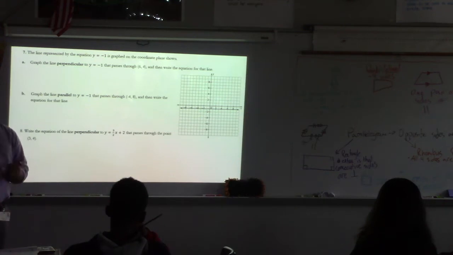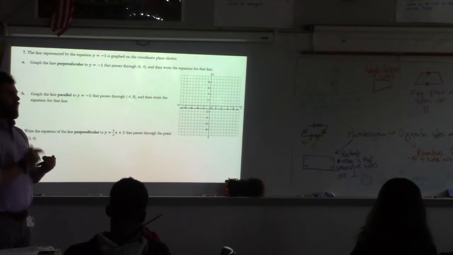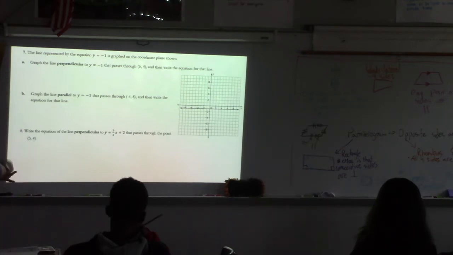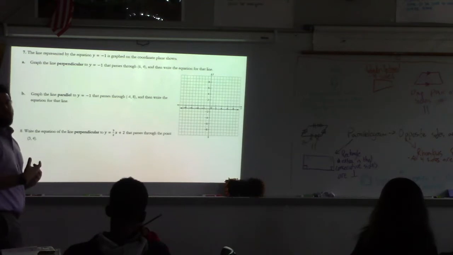So, if we're talking about parallel lines, they're translations of each other, so the slopes are the same. If they're perpendicular, though, the slopes are opposites. Okay, so when we say opposite, that's the more mathematical or accurate way to say negative.